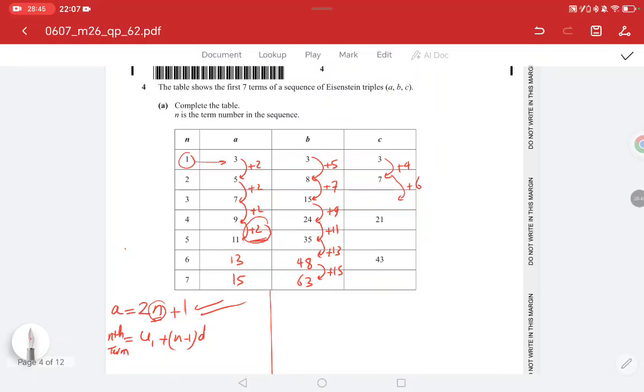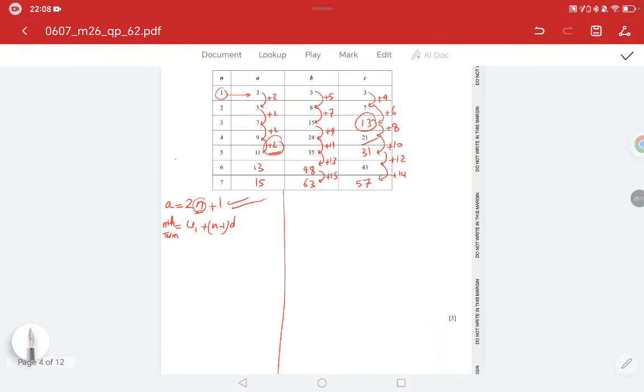Okay, let's try. So 7 plus 6 is 13. Next one plus 8. So is it 13 plus 8, 21? Yes, it looks like yes. This one plus 10, so it will be 31. This one plus 12, so it's 43, so it's correct. Then plus what? Plus 14. So this one is 57. Okay, you finished your table and you got 5 points.